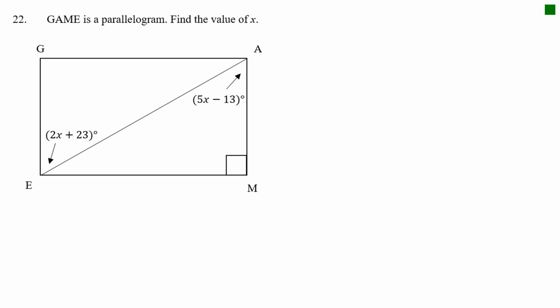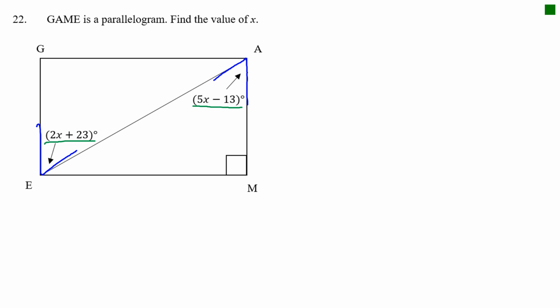22. GEAM is a parallelogram. Find the value of x. Okay. Now you'll notice that there's x here and here. If they're asking us to solve for a variable, that means we need to set up an equation. If we're going to set up an equation, that also means that we need to find two things that are equal to each other. Now, we're talking about this angle right here and this angle right here.